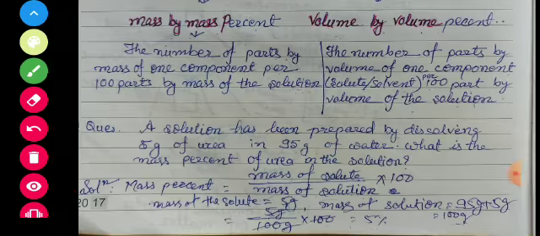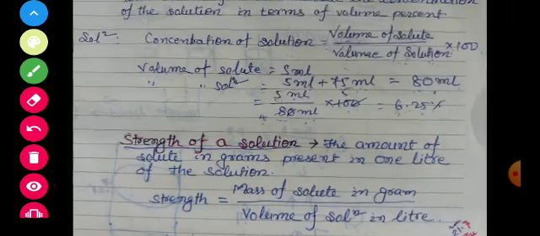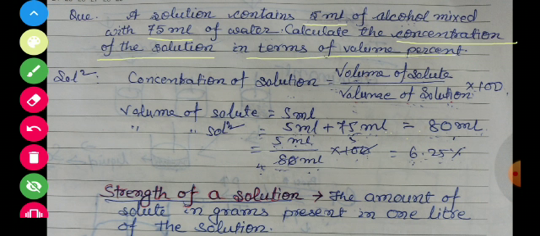And now students, after this we will take another example. It is the first question. Let us see the question: a solution contains 5 ml of alcohol mixed with 75 ml of water. Calculate the concentration of the solution in terms of volume percent. We have discussed, we can find it out in two different ways, mass by mass percent and volume by volume percent. So here we have to find it in terms of volume percent.